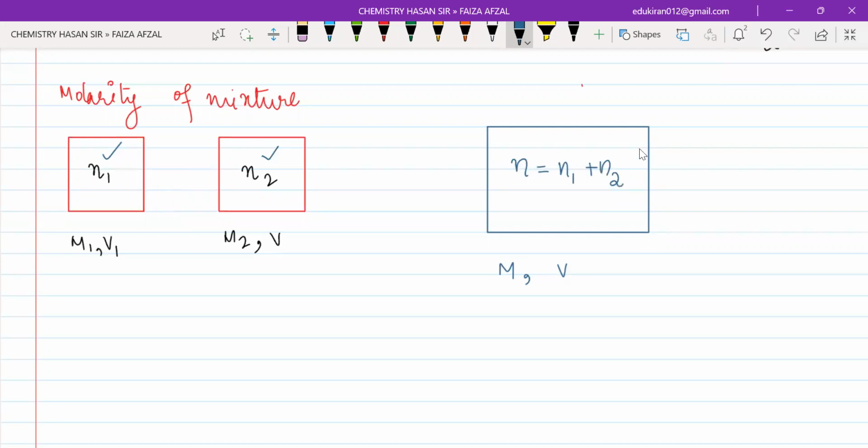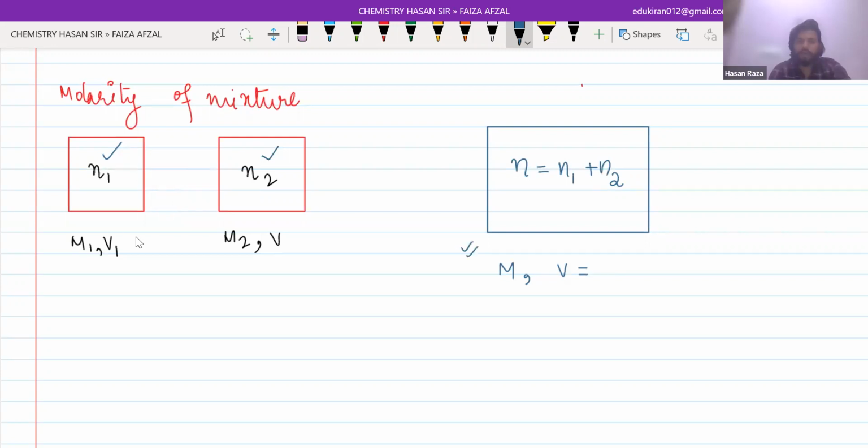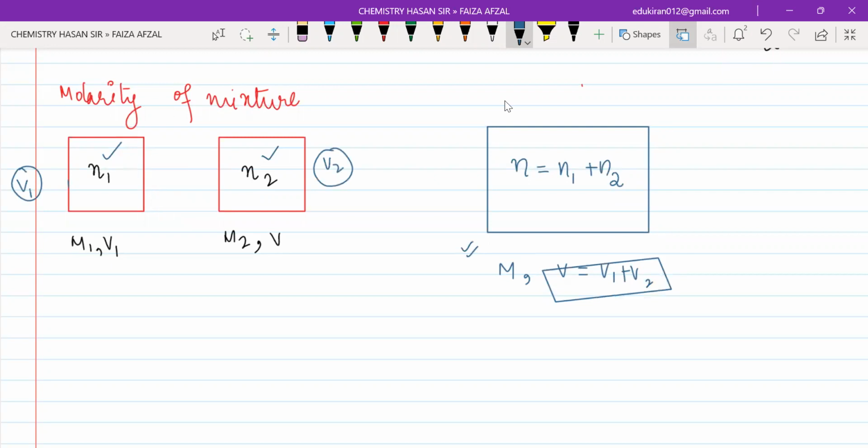Yes. Now, can you tell me the volume of the solution in the bigger container? If this container has V1 and this container has V2, and you mix them in a bigger container, then this volume will be equal to V1 plus V2. Yes or no? Yes. So it's very easy.